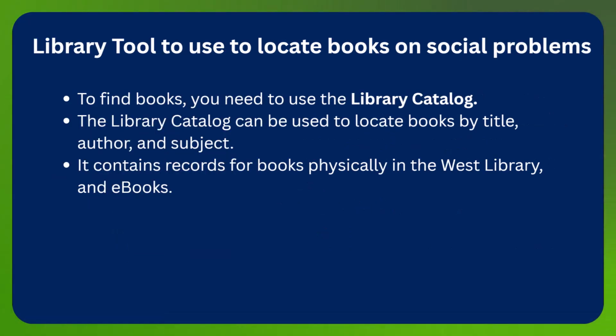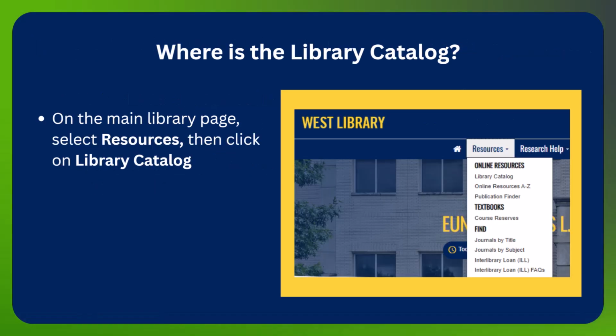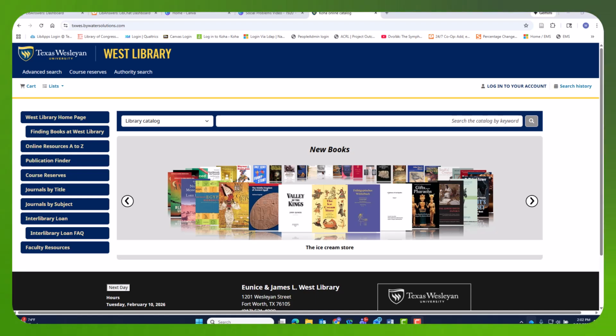To find books in the library, you need to use the library catalog. The library catalog can be used to locate books by title, author, and by subject. It contains records for books physically in the library and ebooks. Where is the library catalog on the library webpage? You first select Resources, then click on the Library Catalog link in the drop-down menu. You click on the link, and then you are taken to the Library Catalog.